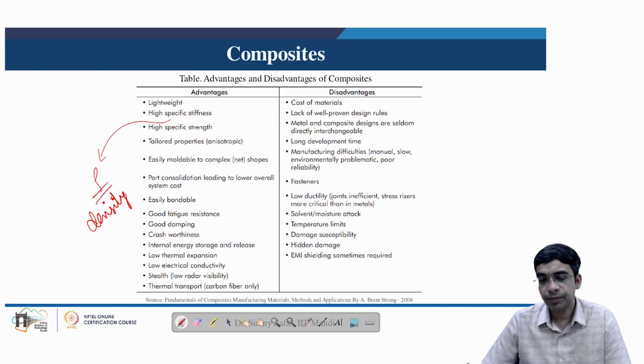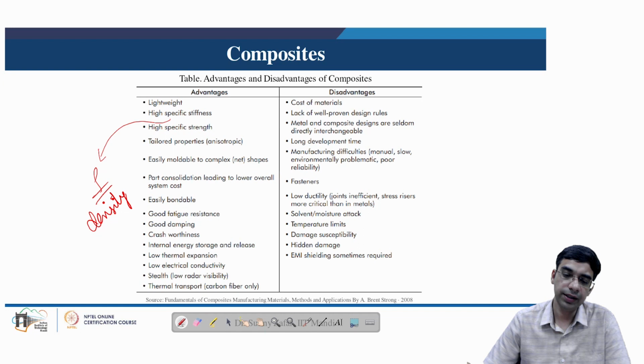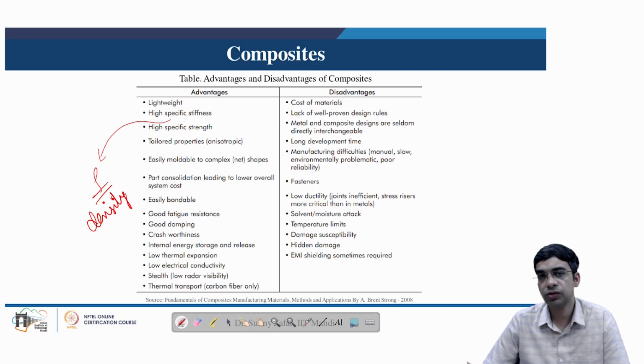But at the same time, composite materials also have some limitations or disadvantages, which include high cost of materials because we are combining the matrix and fiber, and lack of proven design rules. Because composite materials are heterogeneous and anisotropic, the conventional design rules are not useful here. Sometimes metals and composites may be seldom interchangeable, especially in high temperature conditions. Composite materials are also known to have long development time, like they take a lot of time to manufacture.